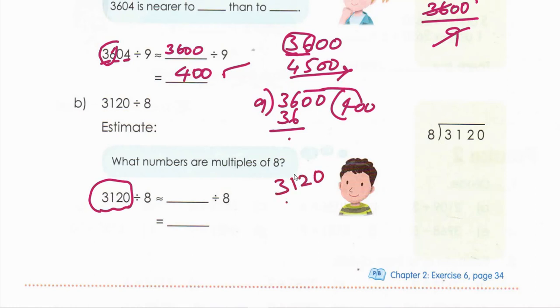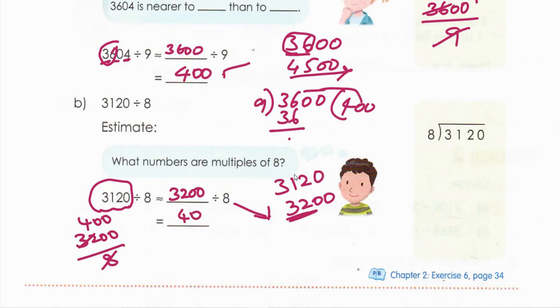3120, estimate it to 3200, because this 32 is divisible by 8. 8 4s are 32, so you take it as 3200. 3200 divided by 8. 8 1s are 8, 8 4s are 32. It becomes 400. In this way you have to estimate.